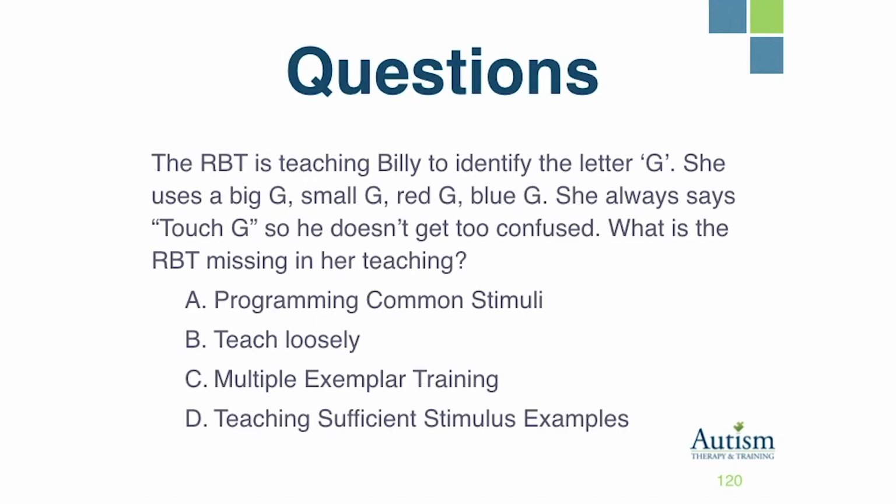The RBT is teaching Billy to identify the letter G. She uses a big G, small g, red G, blue G. She always says touch G, so he doesn't get too confused. What is the RBT missing in her teaching? A. Programming common stimuli. B. Teaching loosely. C. Multiple exemplar training. D. Teaching sufficient stimulus examples.